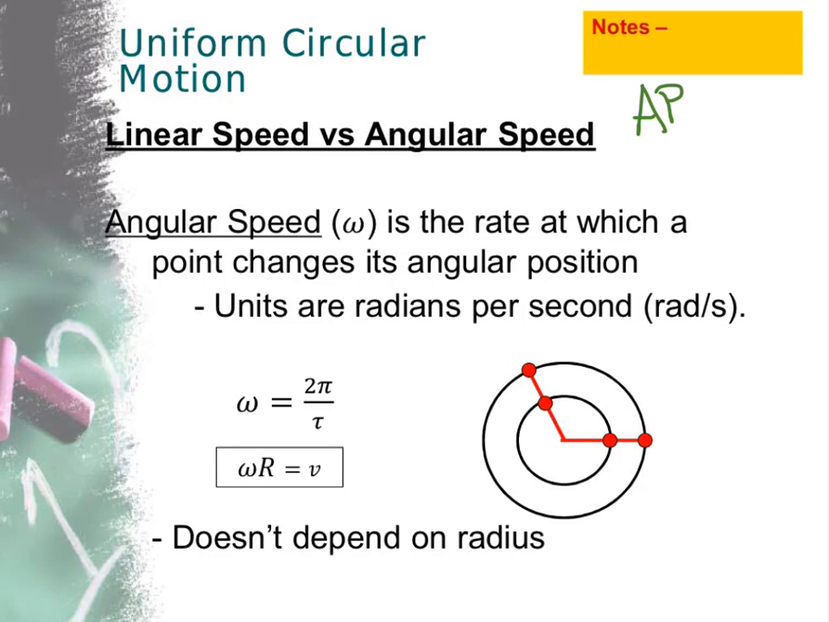Okay, this is an AP topic, so advanced physics students, if you don't want to listen to this, you can fast forward ahead to the next slide. So angular speed, in physics, we designate that by the Greek letter omega.